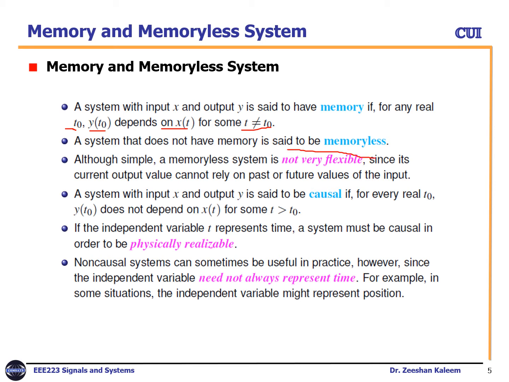Although simple, a memoryless system is not very flexible, since its current output value can't rely on past or future values of the input. A system with input x and output y is said to be causal if it does not depend on x(t) for some time greater than t0, as I already discussed. If the independent variable represents time, a system must be causal in order to be physically realizable. Non-causal systems can sometimes be useful in practice, however, since the independent variable need not always represent time. For example, in some situations the independent variable might represent position. In this case, an anti-causal or non-causal system will be useful.